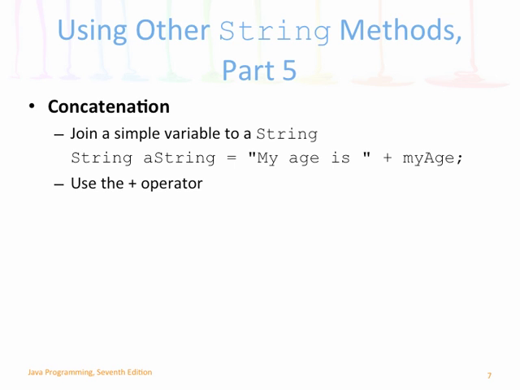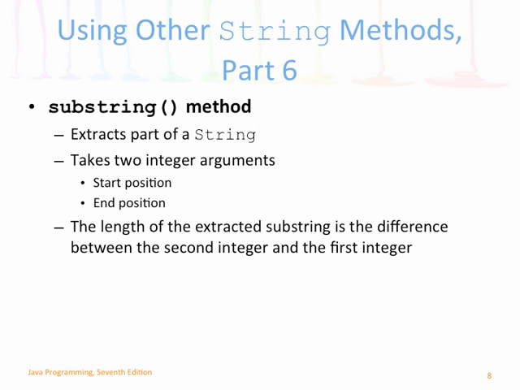Concatenation is a $5 word for putting two strings together. The plus sign is the concatenation operator. String aString equals "my age is " plus age will convert my age to a string, concatenate it onto the end of the string literal "my age is", and store the result in the variable called aString.